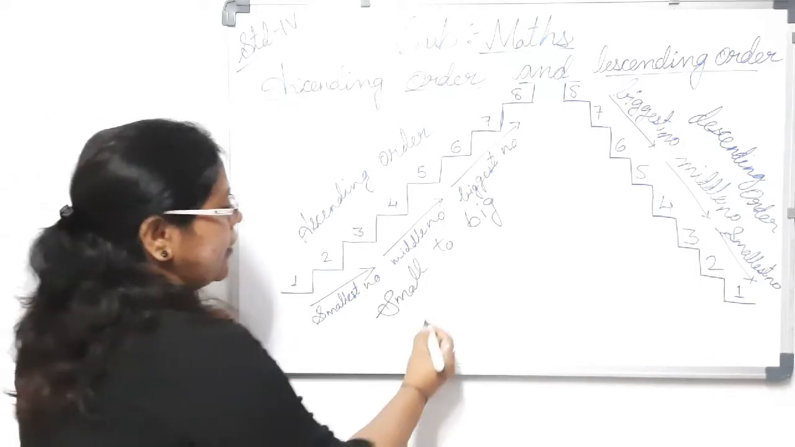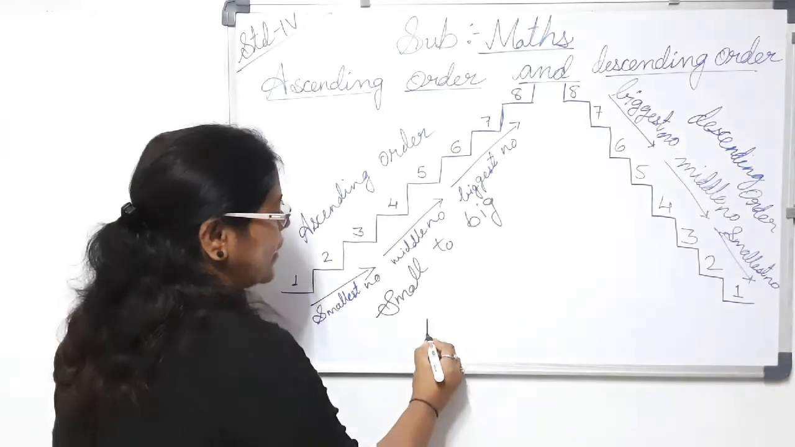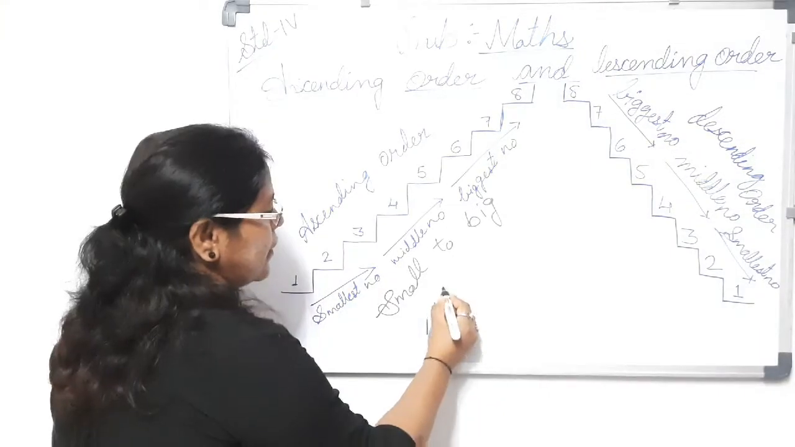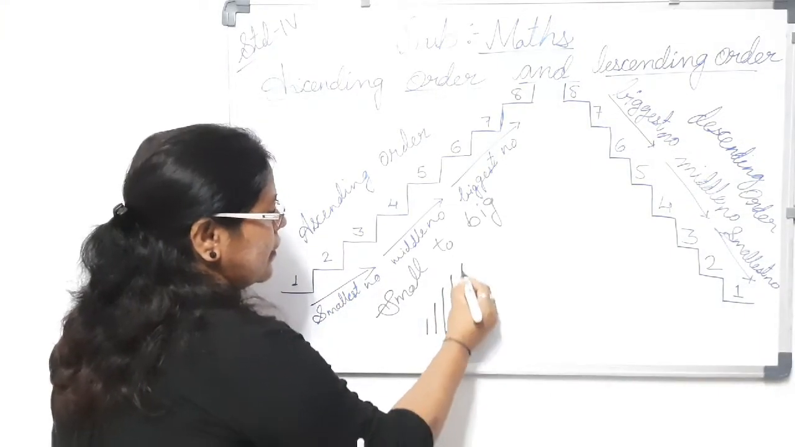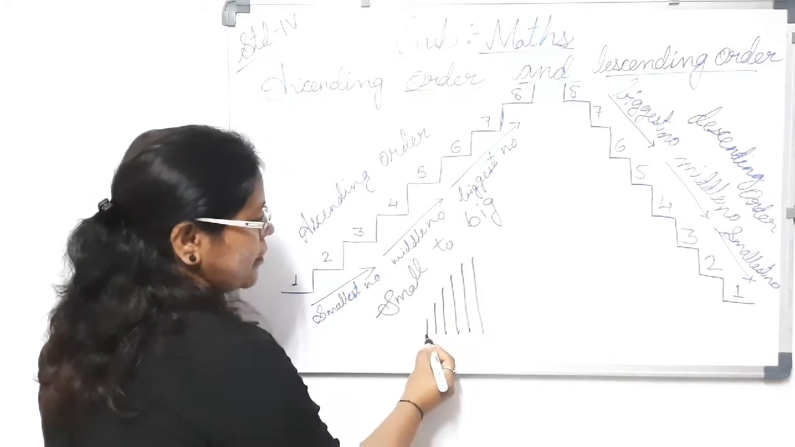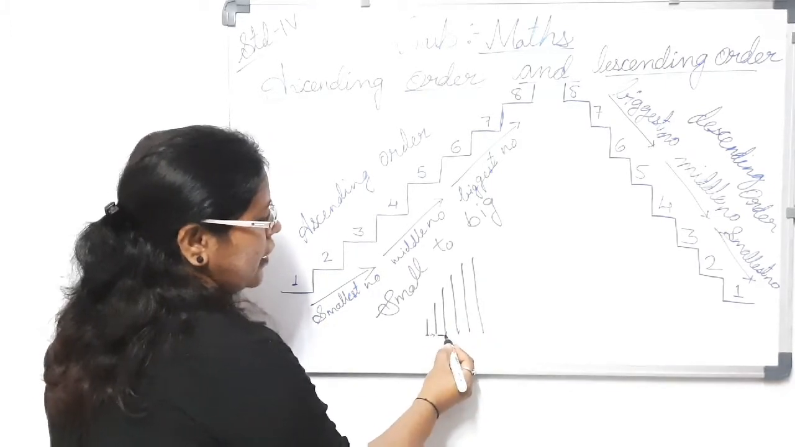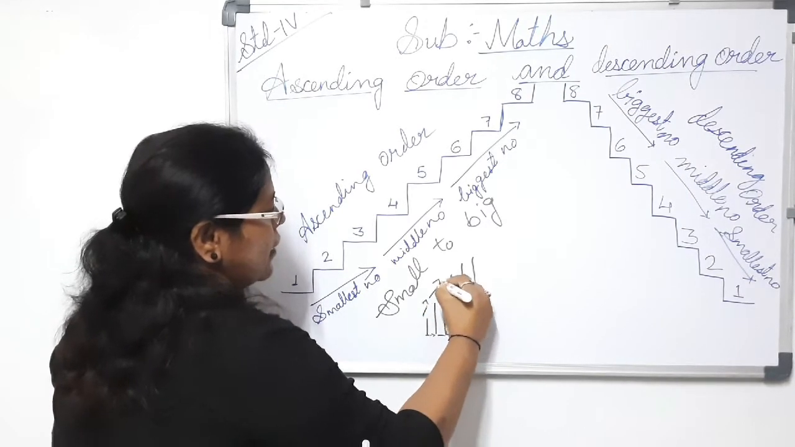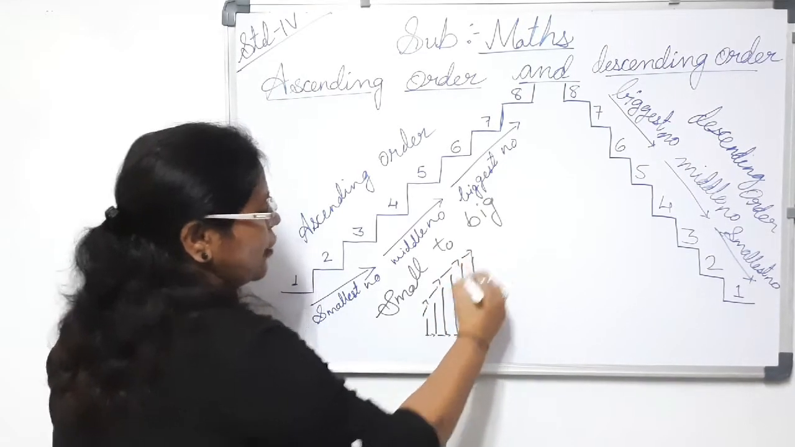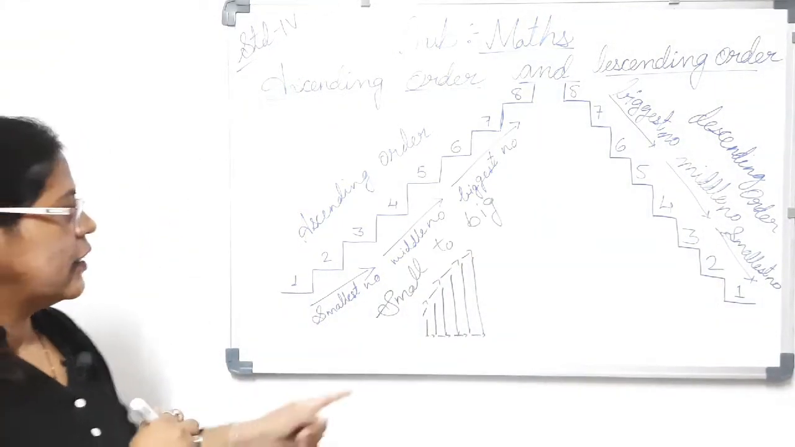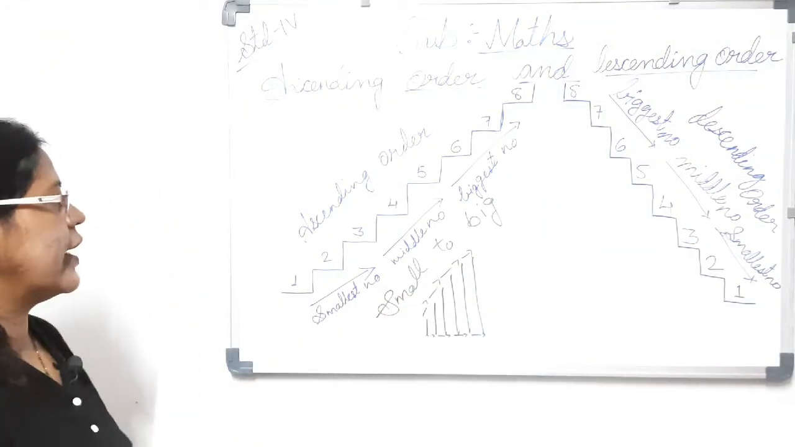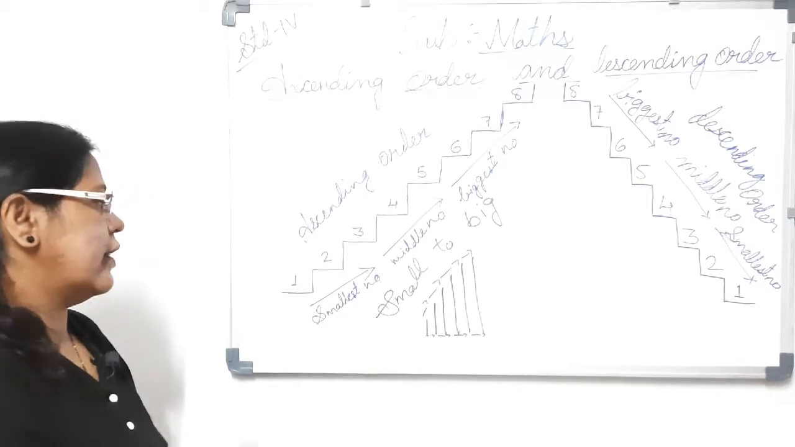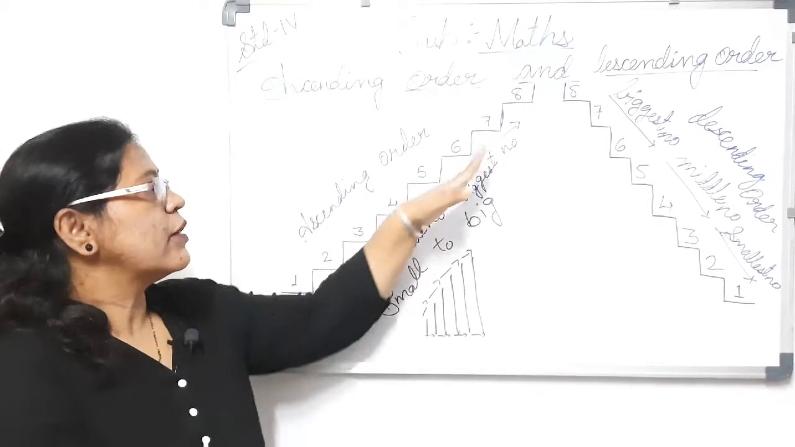Like small number, small line, one example. From a small number you are going to the big number, small line to the bigger line. This is called an ascending order, smaller number to the bigger number.